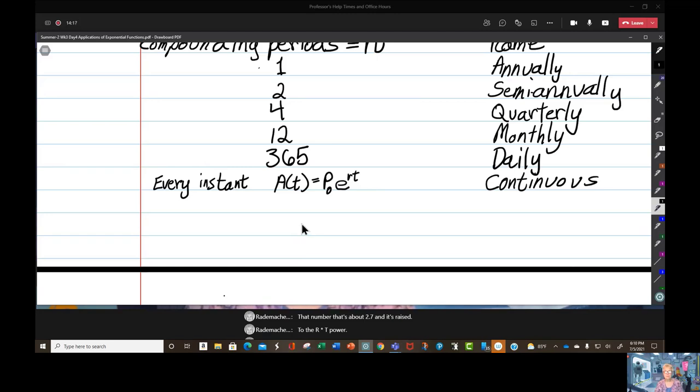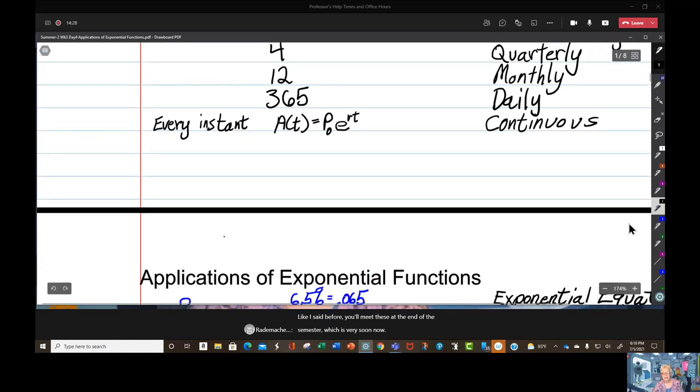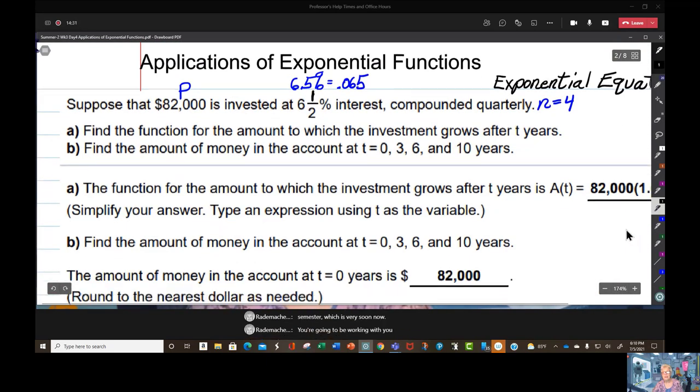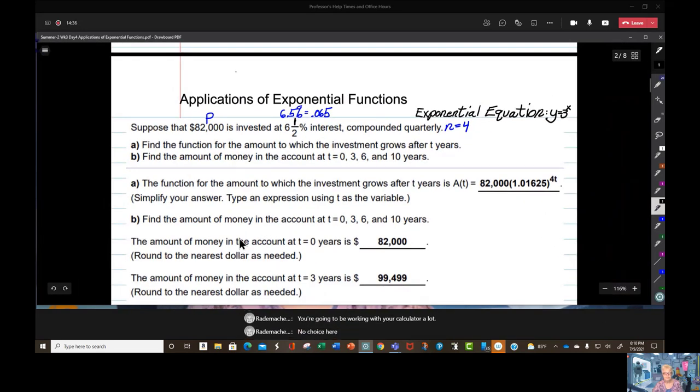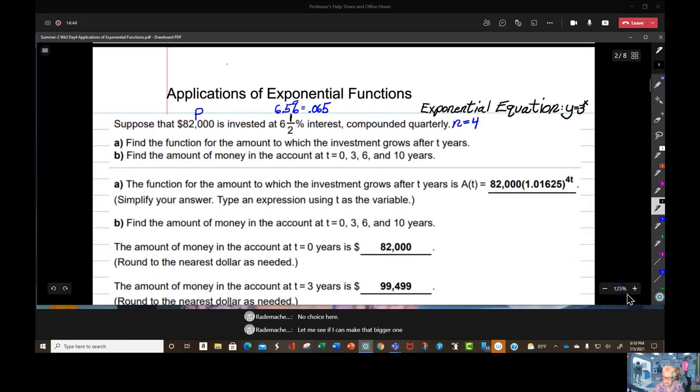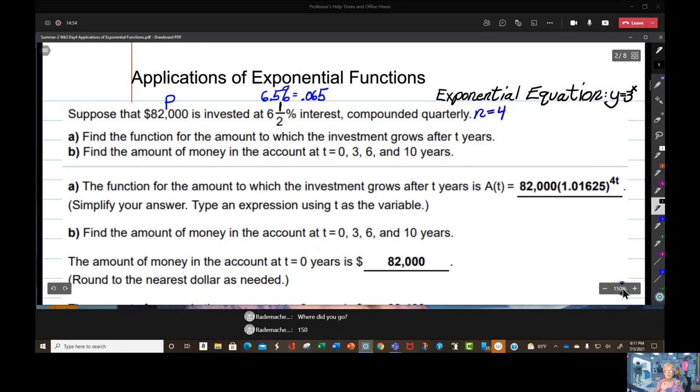Like I said before, you'll meet these at the end of the semester, which is very soon now. You're going to be working with your calculator a lot. No choice here. Let me see if I can make that bigger. 125, 150. Where did you go? 150. There, perfect, all right.